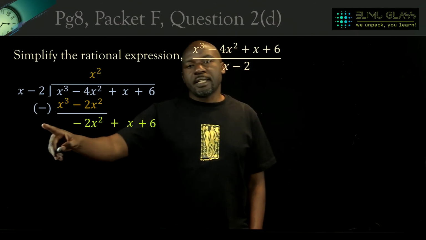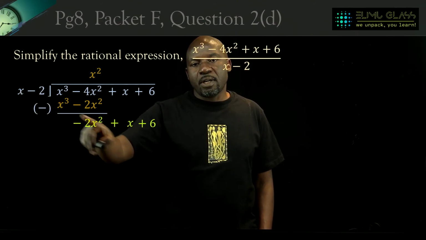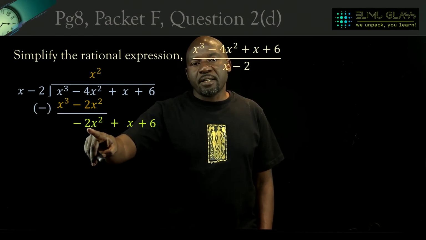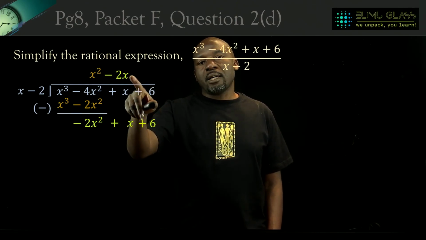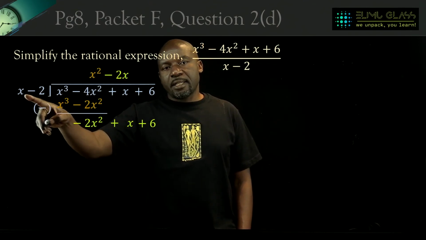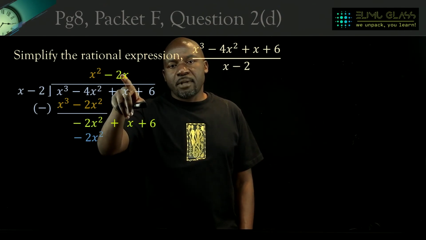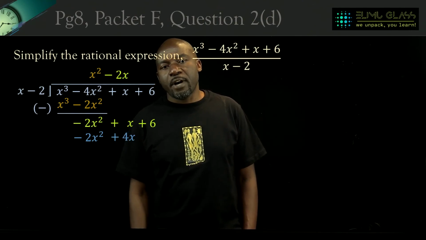Okay. And we start again. x goes into -2x squared. In other words, what do I multiply by x to get -2x squared? That is going to be minus 2x. So we write minus 2x there and multiply back. -2x times x is going to give me -2x squared. And -2x multiplied by 2 is going to give me positive 4x.